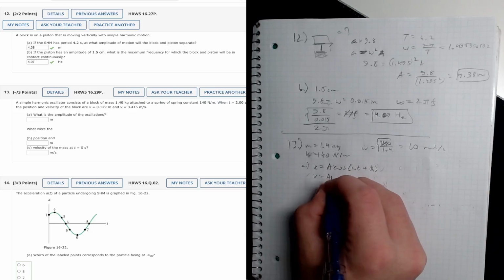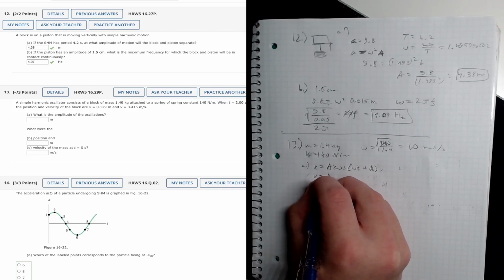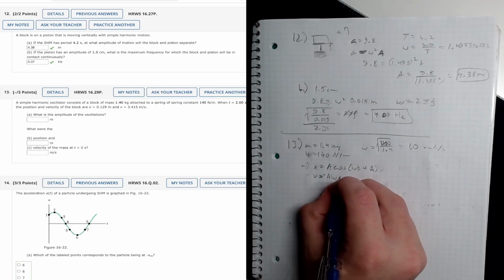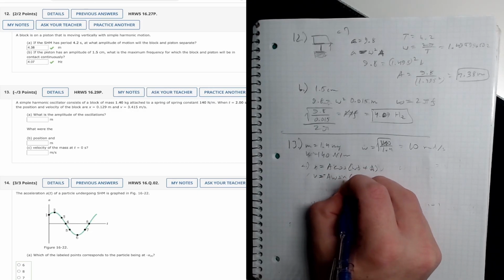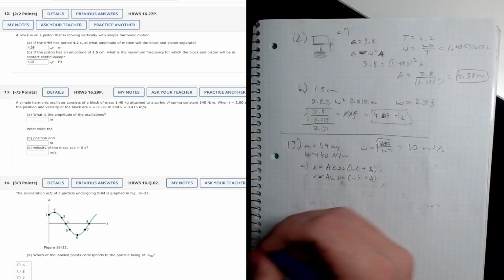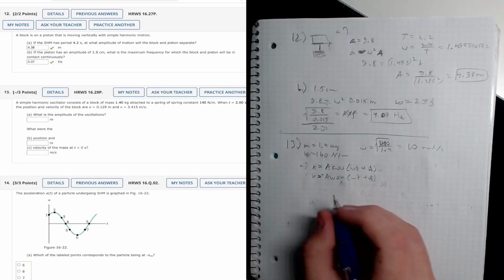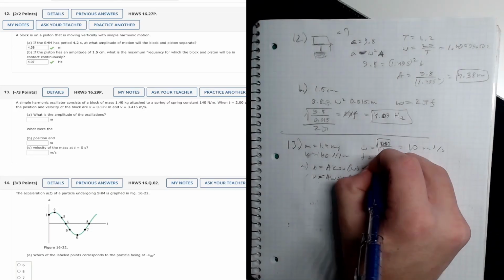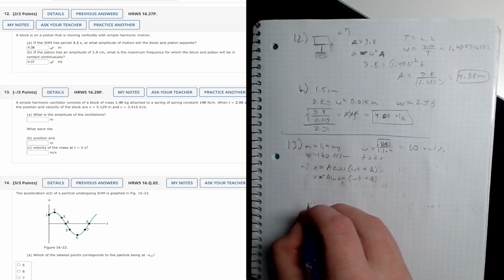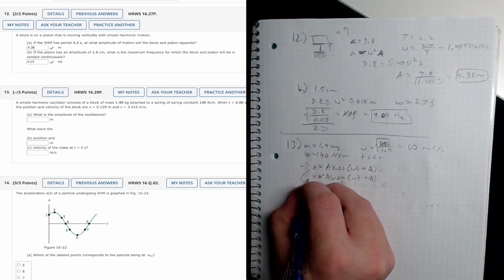Velocity equals negative AW, whatever you want to write it, sine of WT plus the phase constant. Now we just plug in our values for t, which is t equals 2 seconds, along with the velocity and displacement that were given.